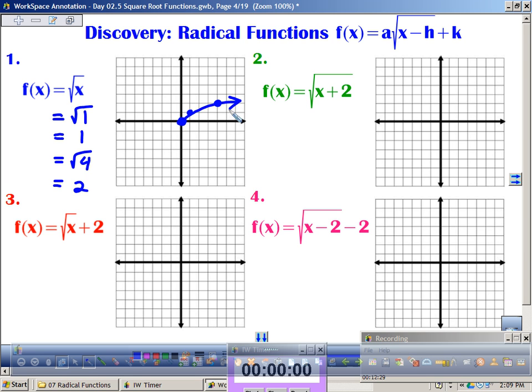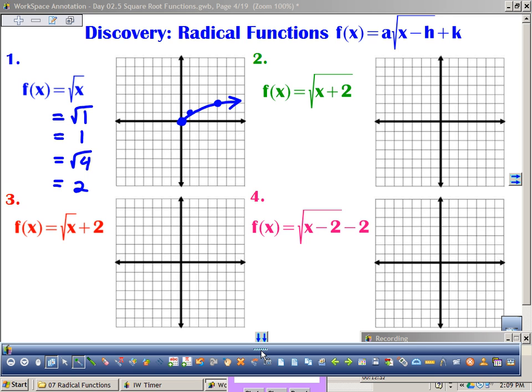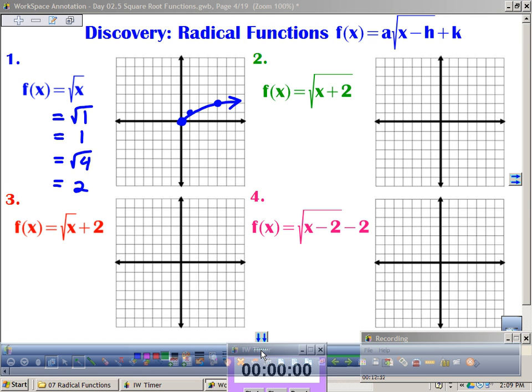Square root functions. Okay, let's do another one. Did you notice anything different on this one? Did I start at 0, 0? Where did we start? Negative 2, but that says positive 2. It's the opposite. I wonder where we've seen that before. It's not squirrel in this case.